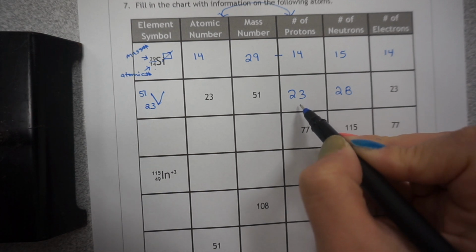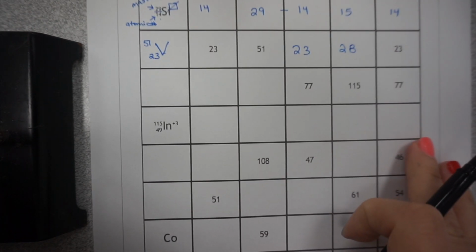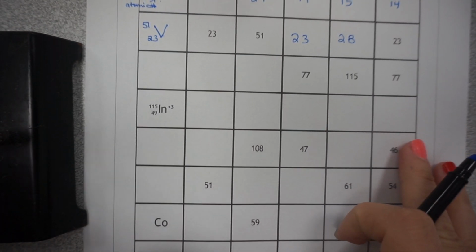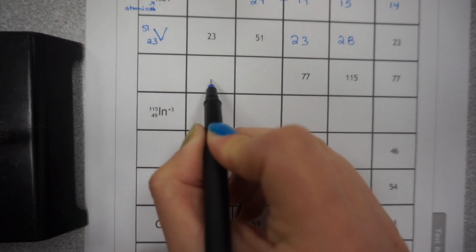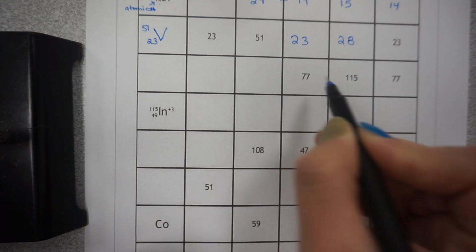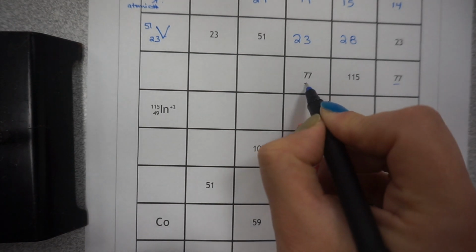The number of protons and the number of electrons actually match, so we're good. I'll be quiet. Move on. Alright, now we're missing symbol, atomic number, and mass number, but we have number of protons, neutrons, and electrons. Again, I'm going to go ahead and just check this.